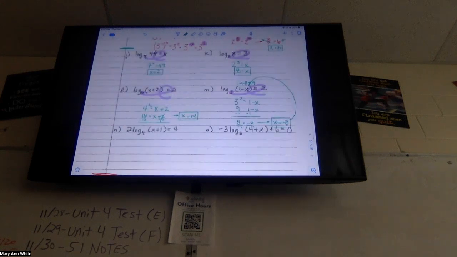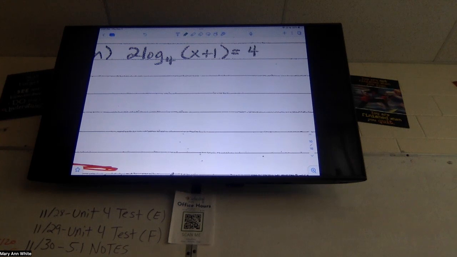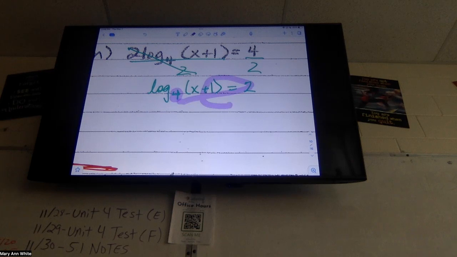Okay, 2 more. Do you want to try them without me? Okay, let's get the log by itself. I'm going to divide by 2 first. Divide everything by 2. I get log base 4 of x plus 1 equals 2. Nothing too crazy yet. Now, log roll. What do I get? Four squared equals x plus 1.